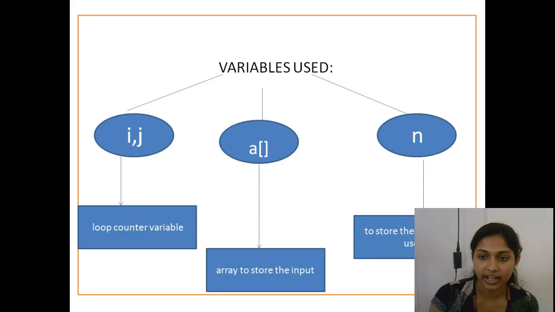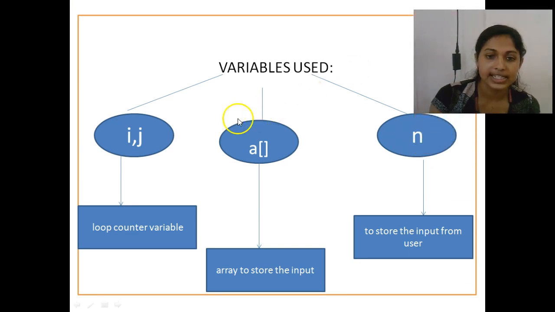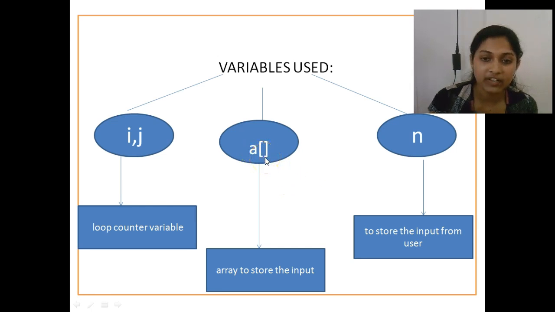Now in this I have used only 4 variables, that is i, j, a, which is an array, and n. i and j will be the loop counter variables for counting the number of rows and columns. The array a is where I'll be storing the sequence of numbers, that is zeros and ones, and n is to store the input from the user.